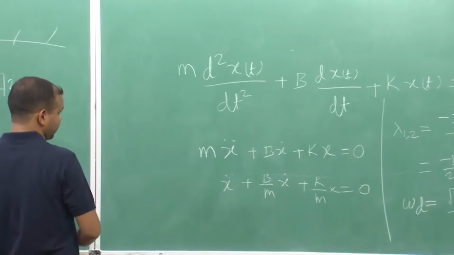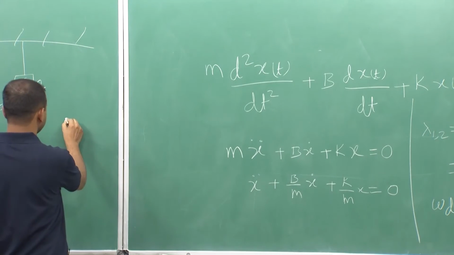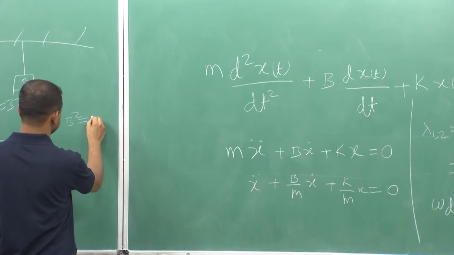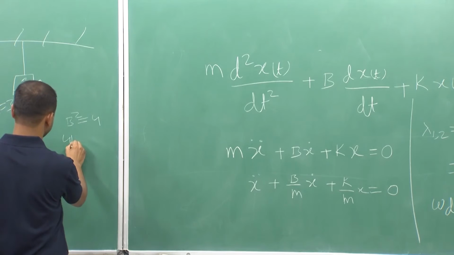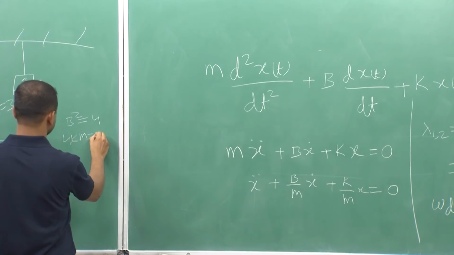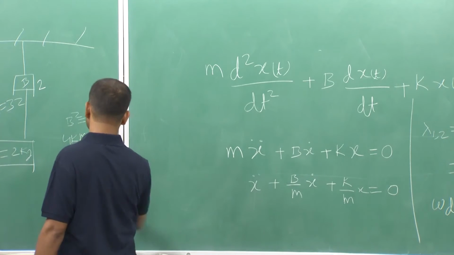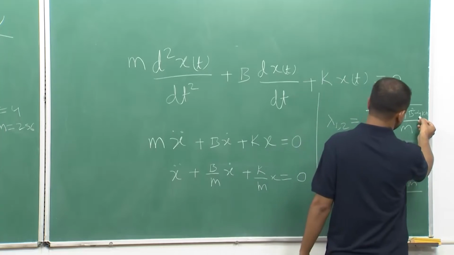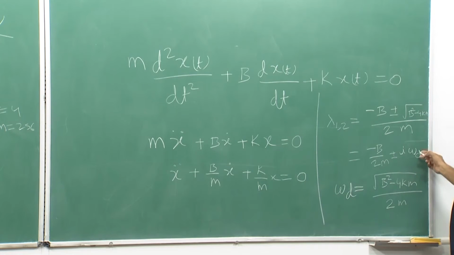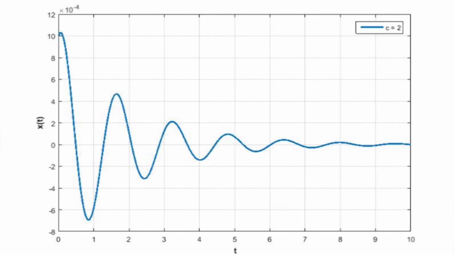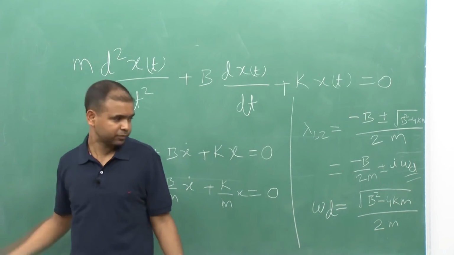Now, for b equal to 2, in b square minus 4 k m, b square will be 4 and 4 k m is 256. So, b square is less than 4 k m. This term b square minus 4 k m is negative, so we get imaginary roots, and in that case this is the damped frequency. Here in this curve also you can see the amplitude is decaying with time and the difference between two consecutive peaks is constant, and the inverse of that will give us this omega d, the damped frequency. We can also calculate it by putting in these values.